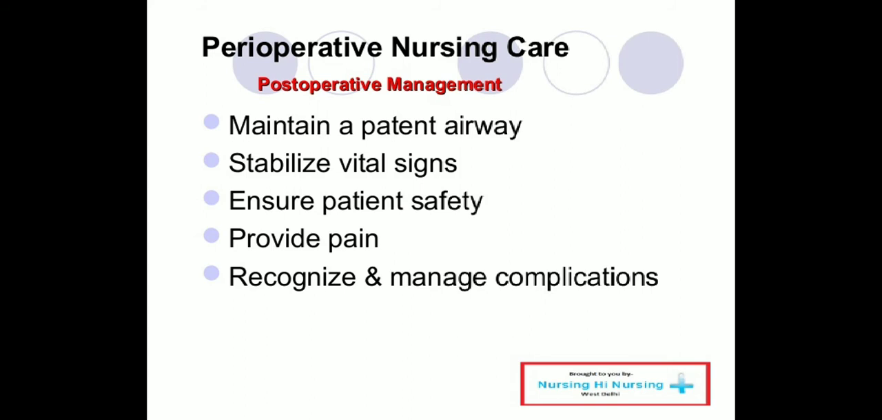So in post-operative nursing care, we have to maintain a patent airway. If there are any secretions, we have to turn the head to one side so that the secretions can drain out. And if there are any frothy secretions, we can insert an oropharyngeal airway to the patient so that we can maintain a patent airway. And vital signs need to be stabilized. This is the most important part.